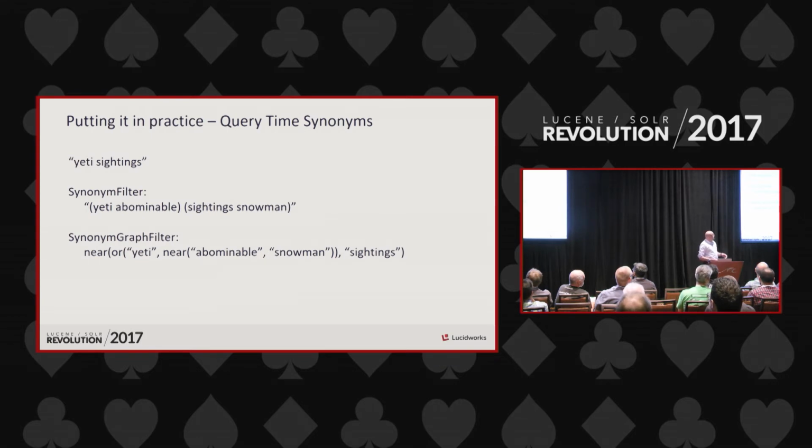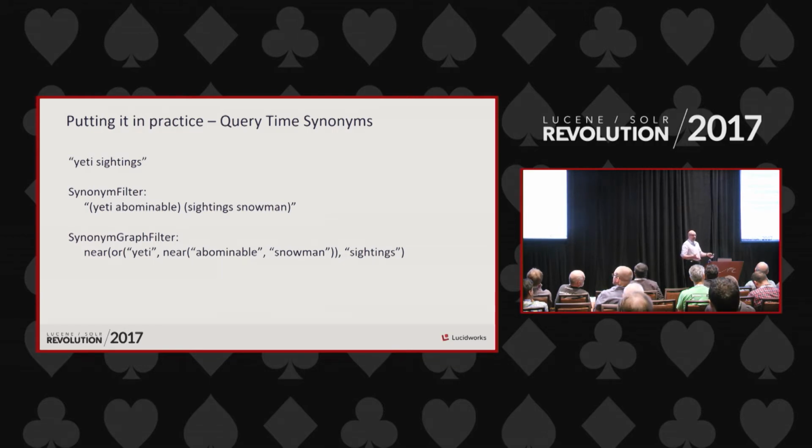If we take the synonym filter and we see what happens to that phrase search for Yeti sightings, it gets really confused. It's going to expand abominable snowman. It's going to say, well, hey, a snowman's at position 2, sightings are at position 2, so let's kind of munge it all together. And we get Yeti abominable snowman sightings.